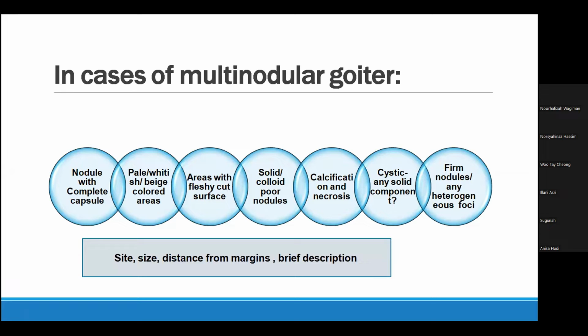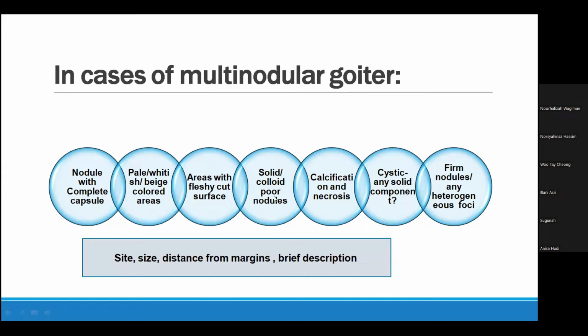Okay, sometimes cystic degeneration also looks like necrosis, but you have to pay attention. If there is necrosis, take note of that. Usually necrosis will appear as pale yellow, soft areas. Okay, is there cystic change? Usually in MNG there is cystic degeneration, but if there is a cystic area, look out for a solid component. And other than that, if you find any firmer or solid looking nodule which looks different from the others, you have to sample the area.